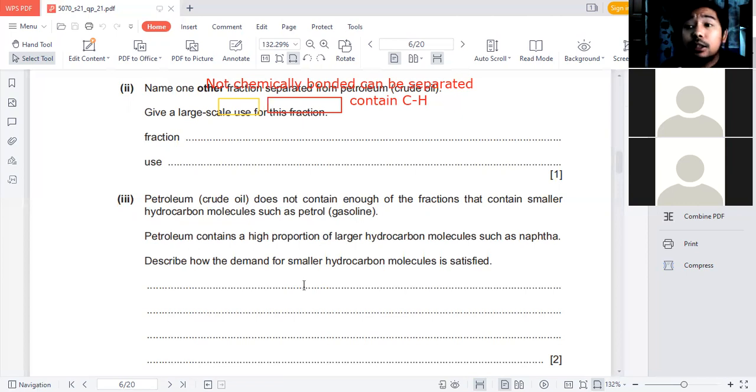So basically, naphtha is a very long chain of hydrocarbon, so you have to break it into pieces, into smaller molecules, so that they have other functions that are demanded by users or consumers. So in terms of this, you have to do cracking. The cracking process is where longer chain hydrocarbons are cut into a mixture of alkanes and alkenes. So far so good.